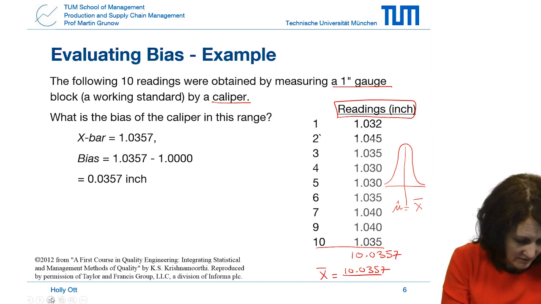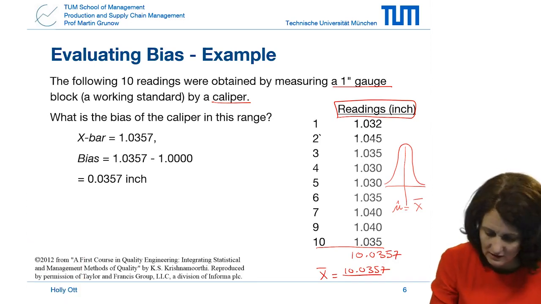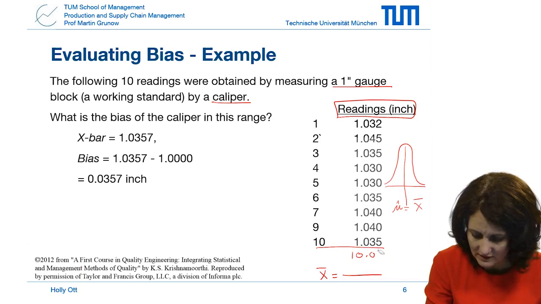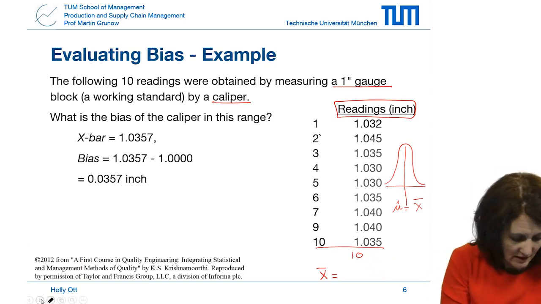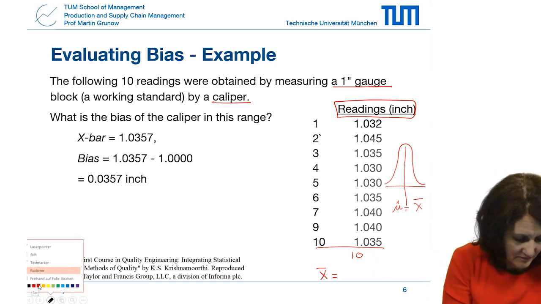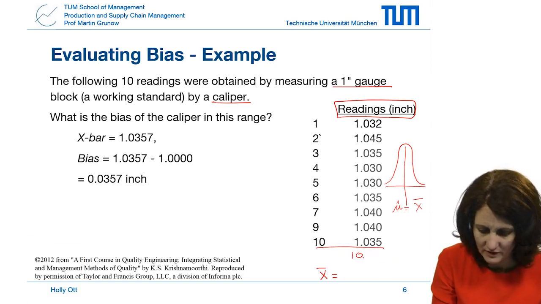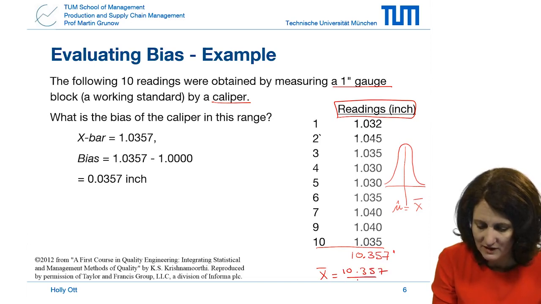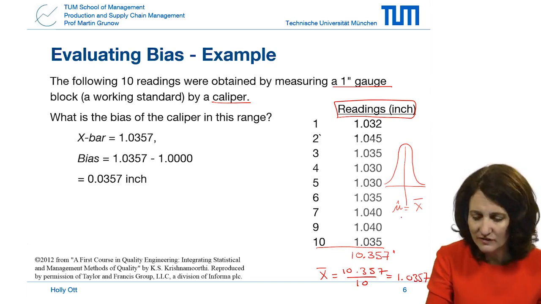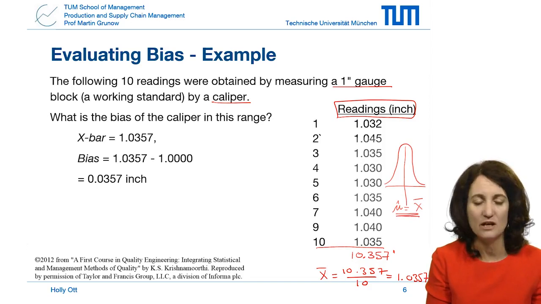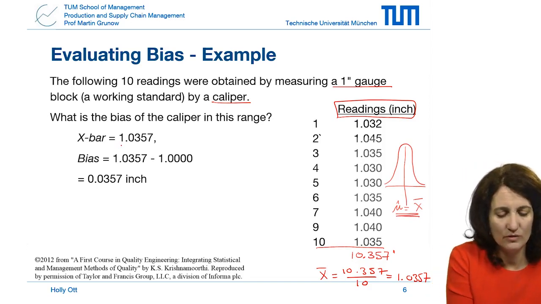Sorry, this is wrong. Let's erase this just a second. The sum is 10.357 inches. So X bar is 10.357 divided by 10, or 1.0357. So our average value here for these 10 measurements is 1.0357.